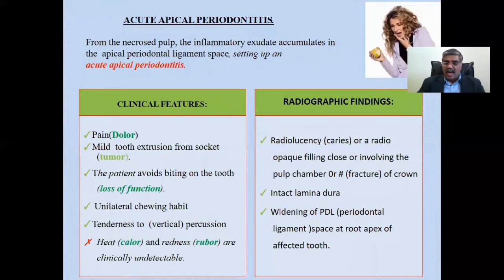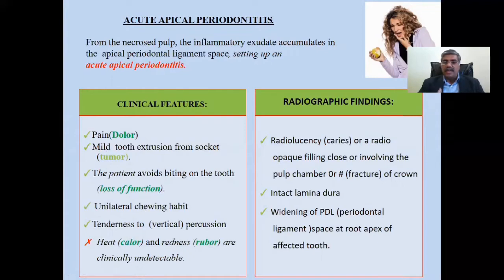So apical periodontitis results from the necrotic products released from the infected canal, and the clinical features include the pain, which is the dolor, mild tooth extrusion from the socket because of the inflammatory edema, that is called the tumor, and the patient avoids biting on the tooth. That results in the loss of function.